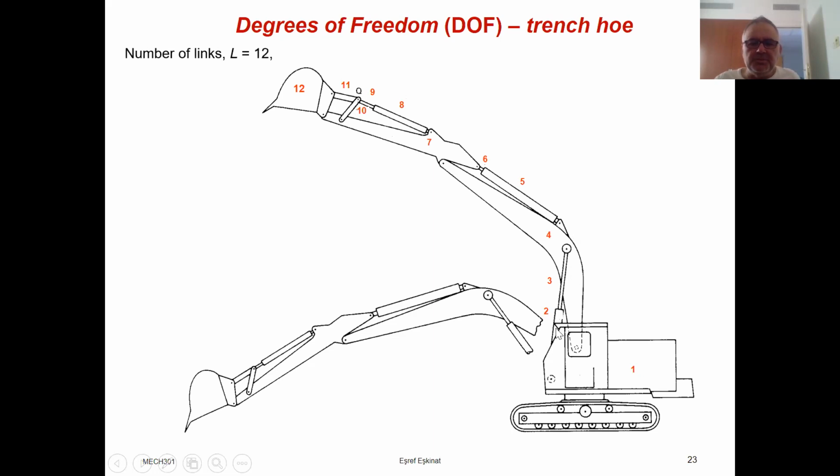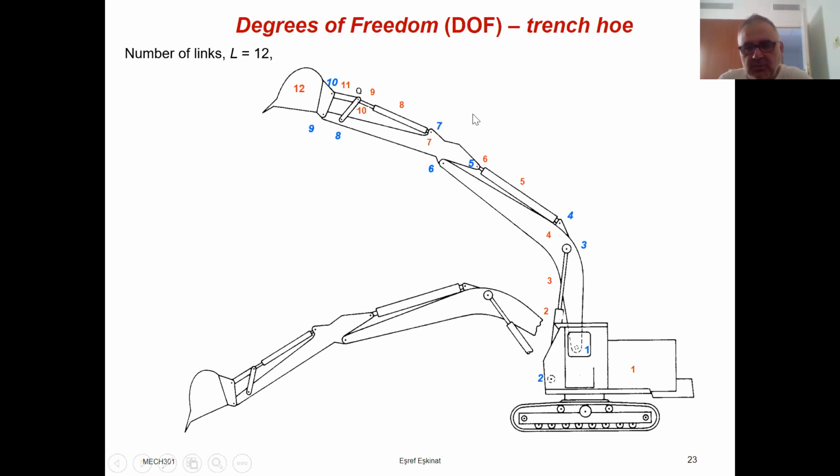You have three hydraulic pistons here. Two and three is a hydraulic piston. Five and six is a hydraulic piston. Eight and nine is a hydraulic piston. Okay, and actually, each of these are actuators. Each of them are going to actuate this arm. And you should expect that the degree of freedom of this thing is three, which we will find out to be correct.